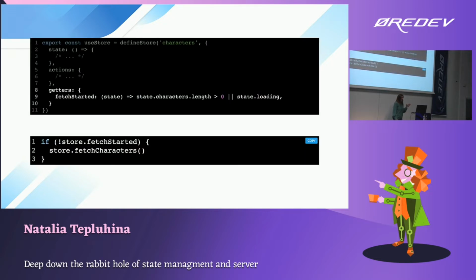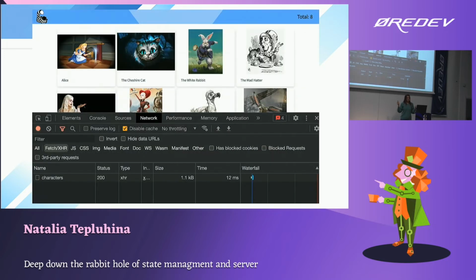So we write this really, really bad getter, which says, okay, if there are characters already, or if there is a loading right now, do not fetch. So first request triggers loading. Second one is like, okay, there is loading state. We're not running. Fine, that did the job.